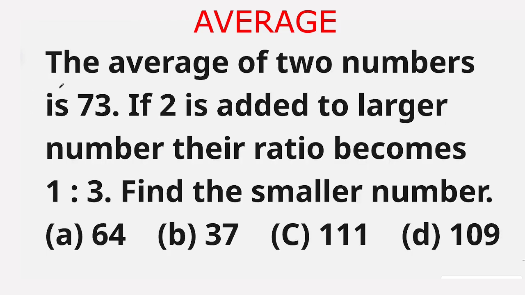Our question is, the average of two numbers is 73. If 2 is added to larger number, their ratio becomes 1:3. Find the smaller number. The given options are option A 64, option B 37, option C 111, option D 109.